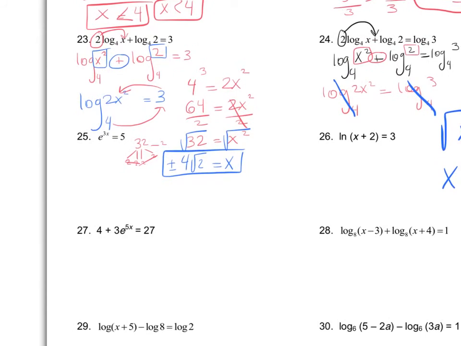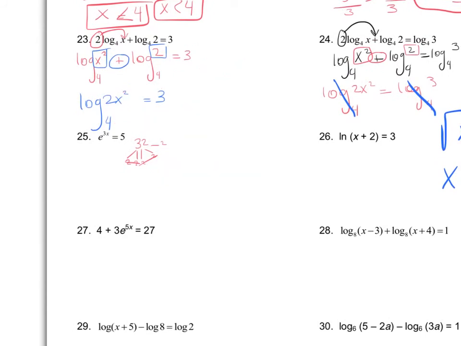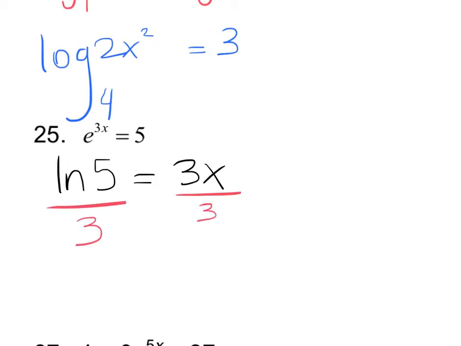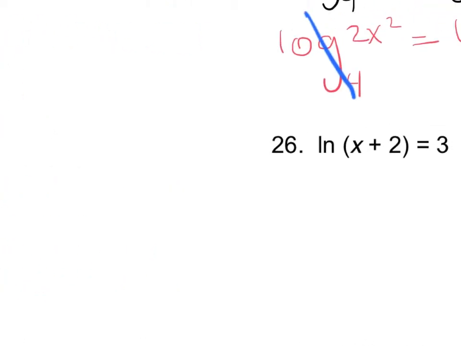So I need to erase those and make some room for me to solve, okay? So let's work on 25. Now this is an e, so you need to use natural log. So the natural log of 5 would give you the exponent. Now remember, there is a base over here which is e, but we do not write it down. So now to solve for x, you just divide by 3. So x is going to be equal to the natural log of 5 divided by 3, and it's 0.536. Remember, you always round to the third decimal place.